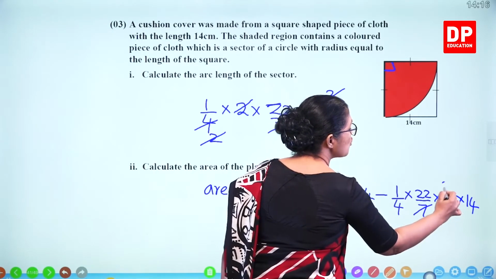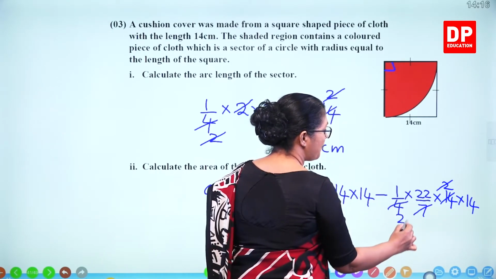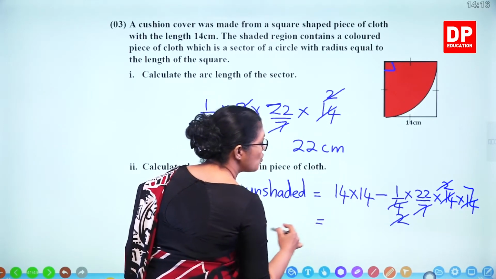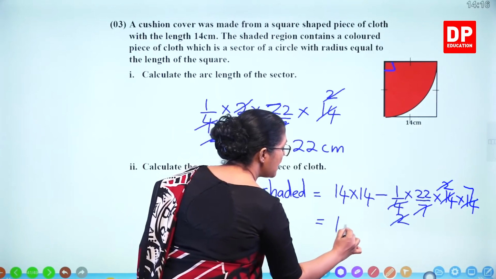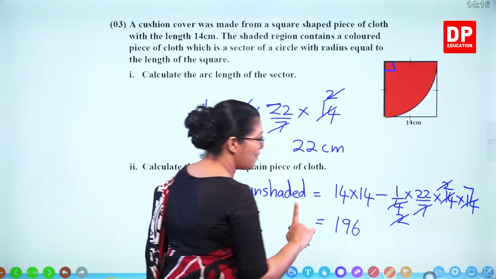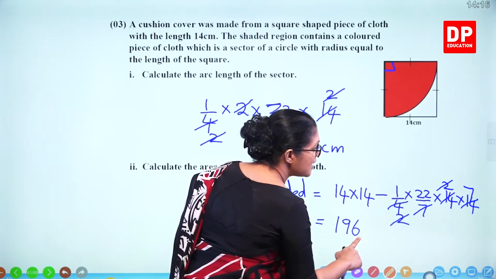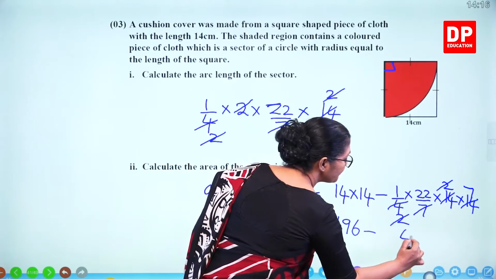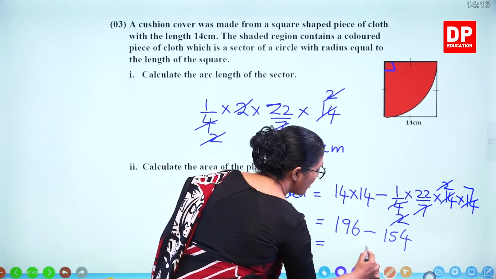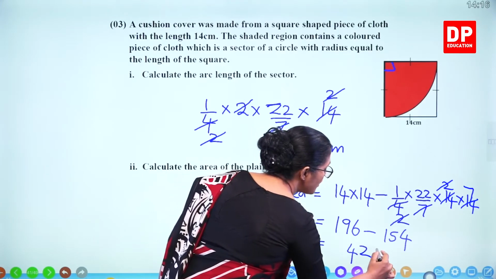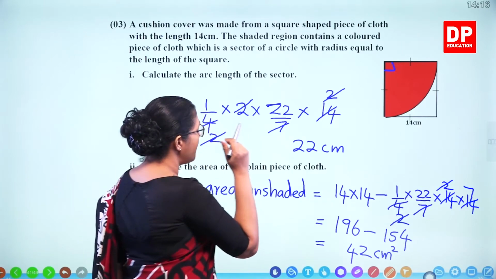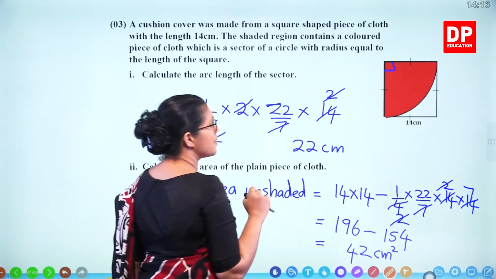So 7 times 2, 2 times 2 here. Again 2 times 7. 7 times 22. So what is 14 times 14? 196. So you can do it separately and find out the answer. 196. 7 times 22, 154. So subtract these two, you get 42 square centimeters is the area unshaded, this part.